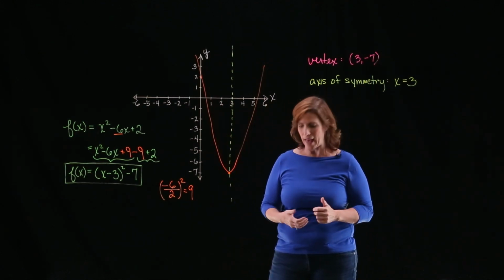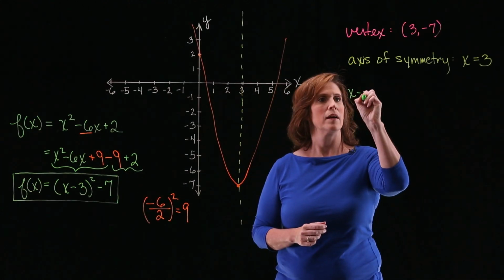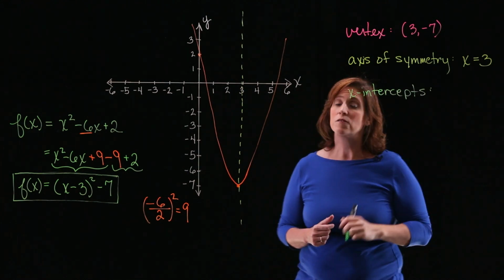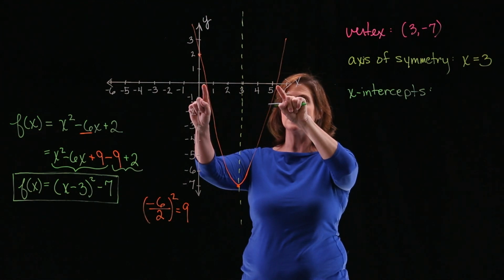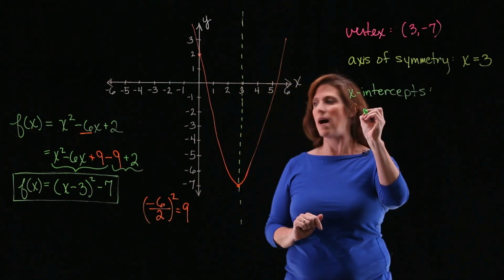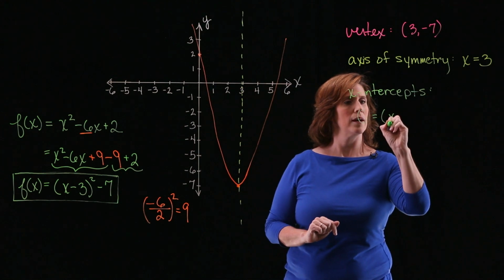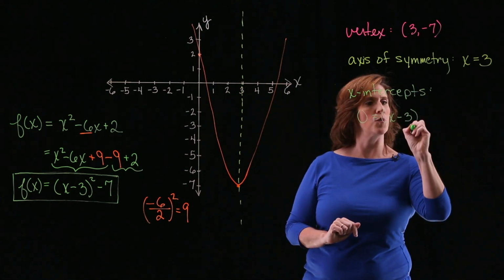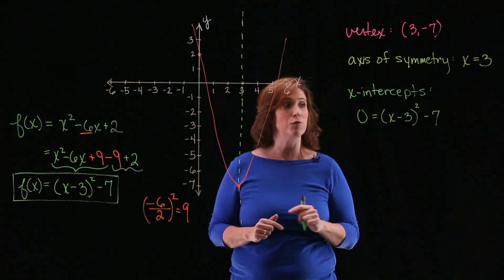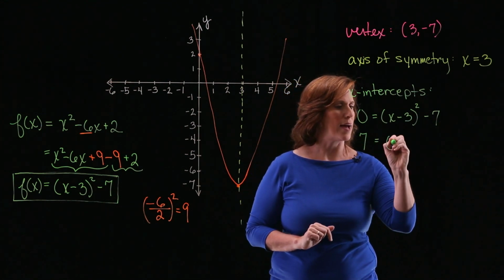Now we've already talked about the y-intercept, but another nice feature would be to know where it crosses the x-axis, or the x-intercepts. So let's go ahead and look at x-intercepts. To find x-intercepts, notice that what we want to do is find out where the y-coordinate is 0. So I'm going to take my function and set it equal to 0. So 0 is going to equal the quantity x minus 3 squared minus 7. It will be convenient to use the standard form because now when I want to solve this for x, I'll simply add 7 to both sides.